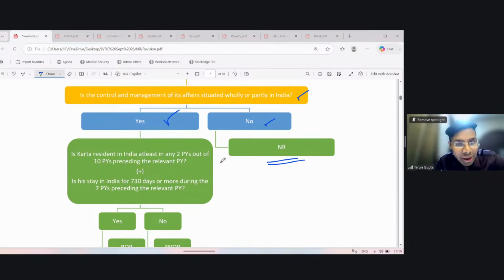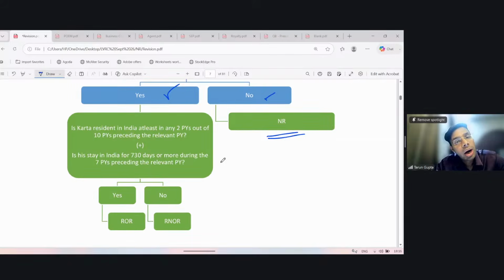And what are the additional conditions? Is Karta resident in India for at least 2 out of 10 previous years preceding the previous year? And is his stay in India during the last 7 years 730 days or more? If the answer to both these questions is yes, then the HUF is ROR. If the answer to any one of these questions is no, or both of these questions is no, then the HUF is RNOR. Clear?